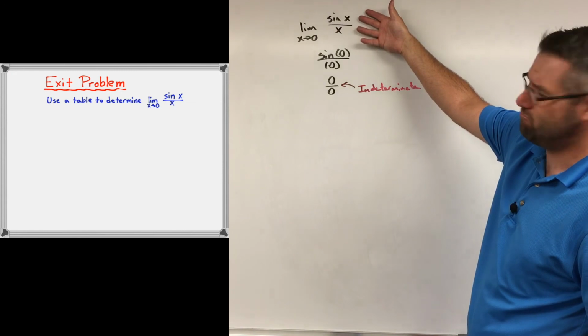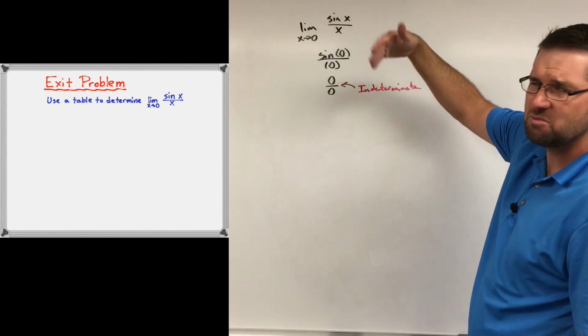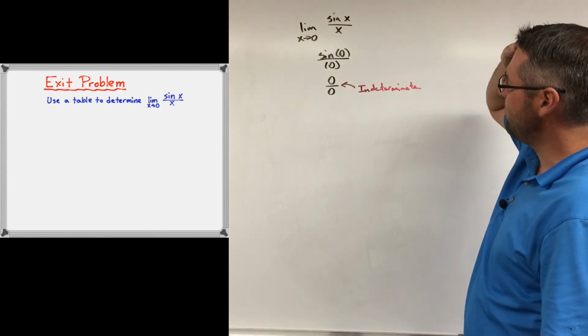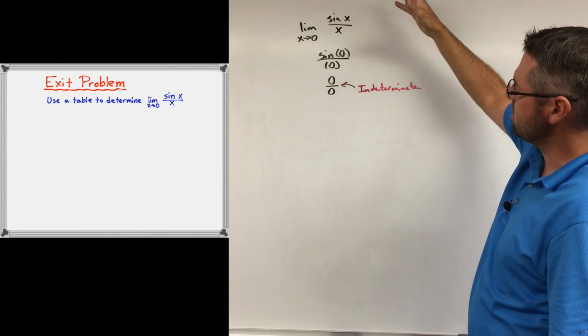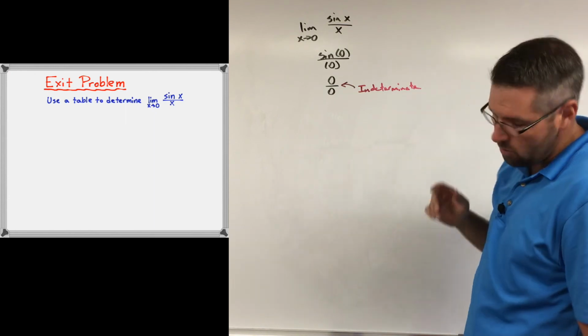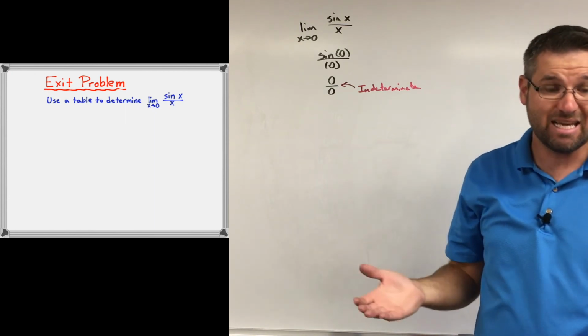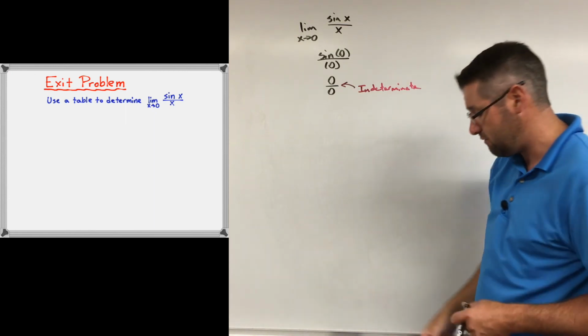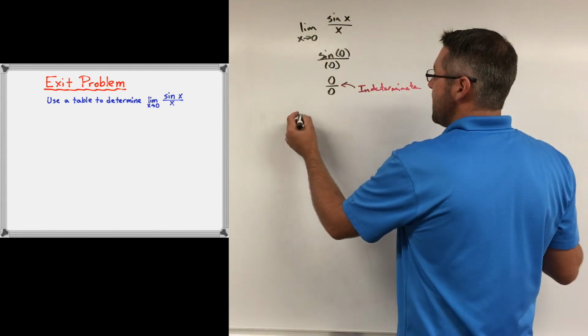Sine of x? No. Maybe I can rewrite it using some trig identity or something else, but I don't want to go there, and that's not going to work anyways. So what do I do now? I can't factor. Well, the only thing left to do is to just kind of get an idea based on a table. Remember, we did that a few slides ago. So let's go ahead and create a table.